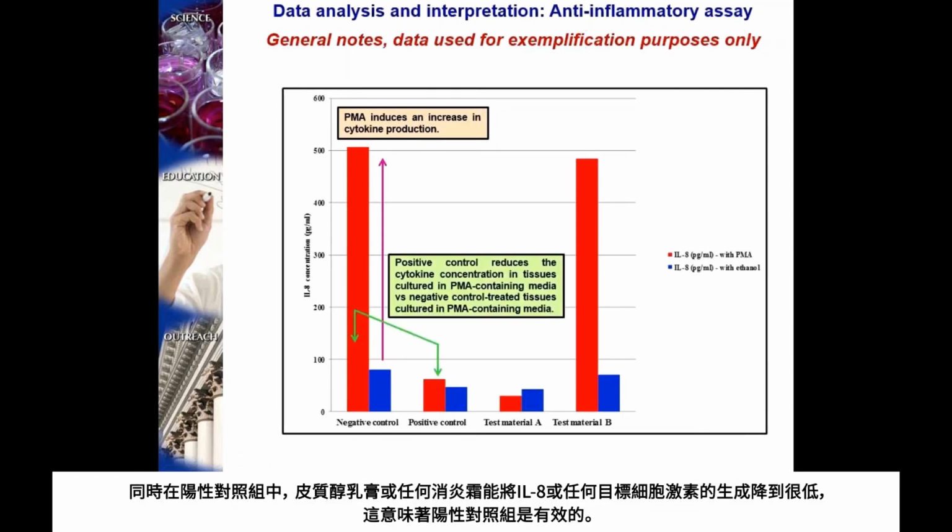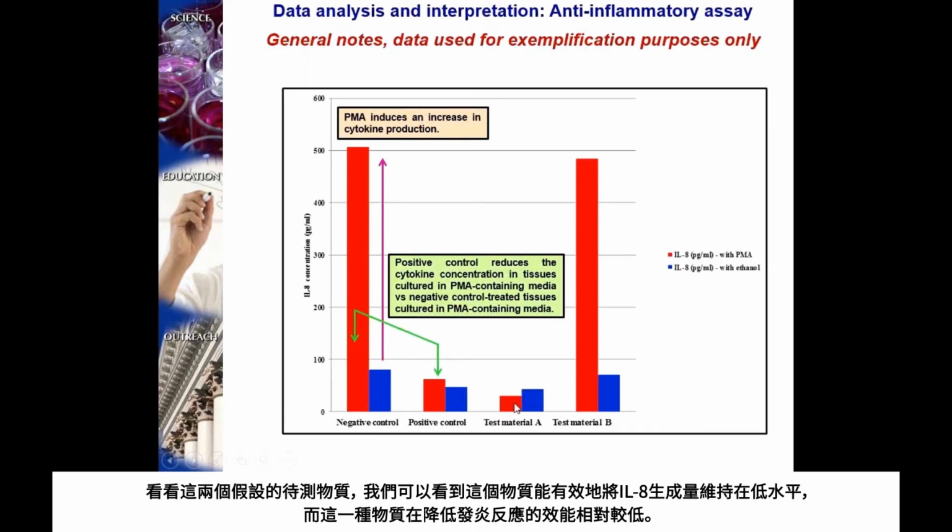What we also look for is that the positive control, which is a hydrocortisone cream or any anti-inflammatory cream, manages to reduce this production of IL-8, or any cytokine of interest, to a low level. That means the positive control is efficacious. If we're looking at these 2 hypothetical test materials, we can see that this material is actually very efficacious in keeping the IL-8 production relatively low, whereas this one is not as efficient in reducing the inflammatory events.